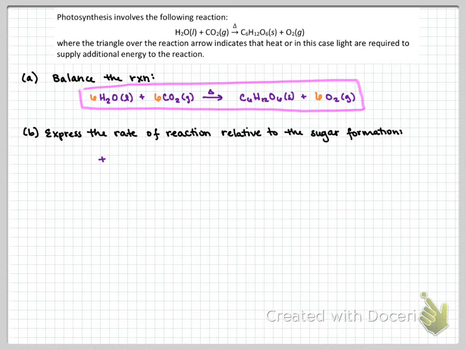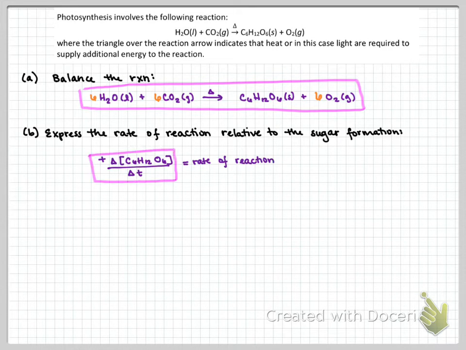It has a coefficient of 1 in front of the sugar, so we're really thinking about 1 divided by 1, but that's just multiply by 1, so we can neglect to write that. And we'll have the change in the concentration of sugar divided by the change in time is our rate of sugar formation. And so this is going to be a 1-to-1 relationship to the rate of reaction.